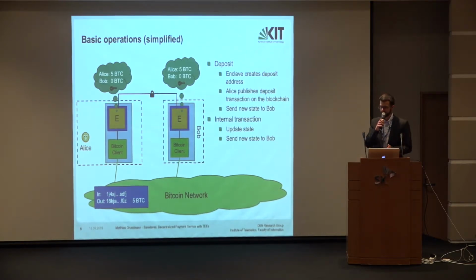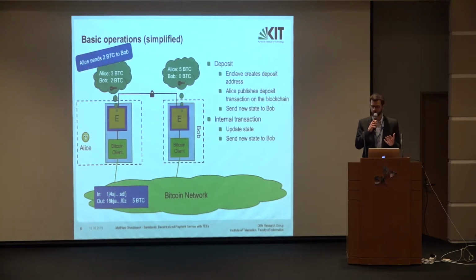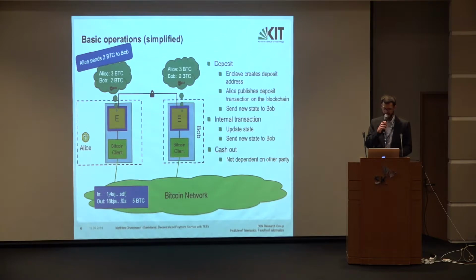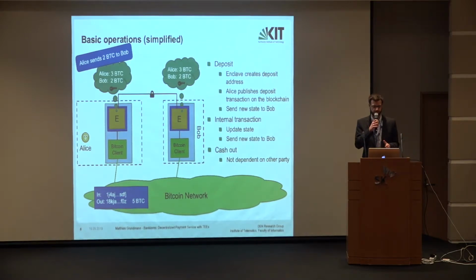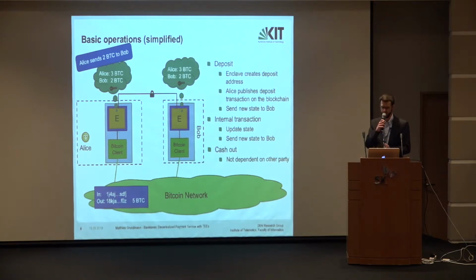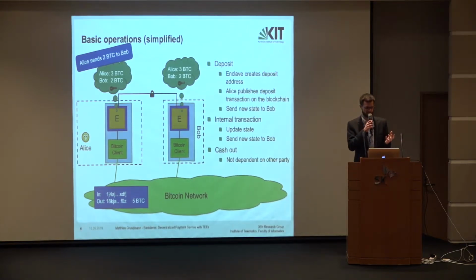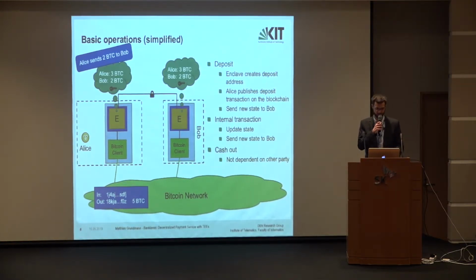Now, it is quite simple to do an internal transaction. If Alice wants to send 2 bitcoins to Bob, she can just tell her enclave, and the enclave updates the state and sends the new state to Bob. By the time Bob's enclave sees the new state, Bob knows that the transaction has happened. In this case, both users, Alice and Bob, can perform a cash out without being dependent on the other party, because both enclaves have the secret key required to access the funds.